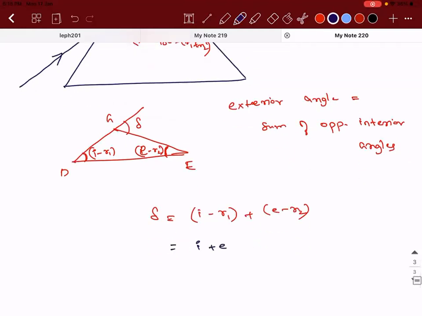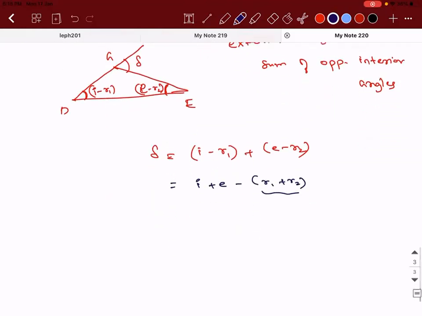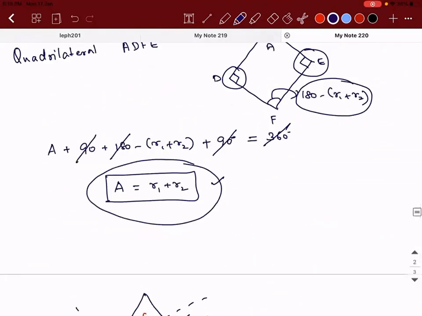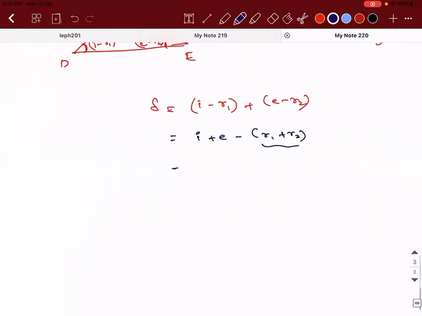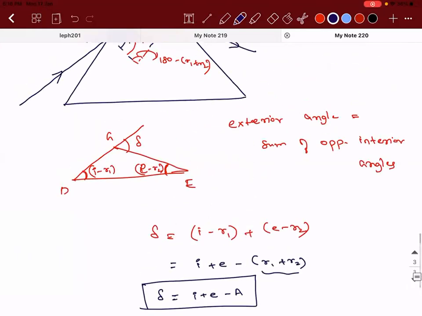This can be written as I plus E minus (R1 plus R2). But what is R1 plus R2? R1 plus R2 is A. So this will become I plus E minus A. So delta is equal to this value. So delta is equal to the angle of incidence plus the angle of emergence minus the angle of the prism itself. Okay, make a note.